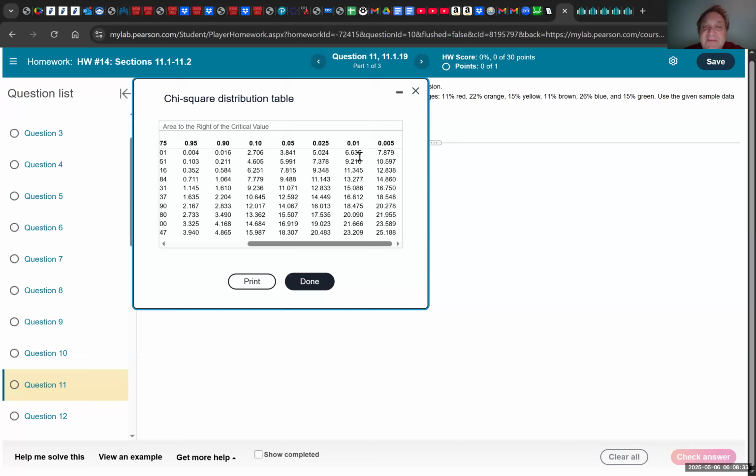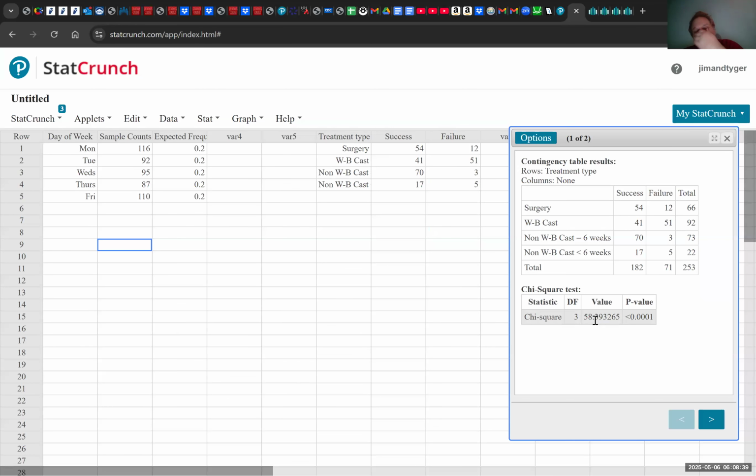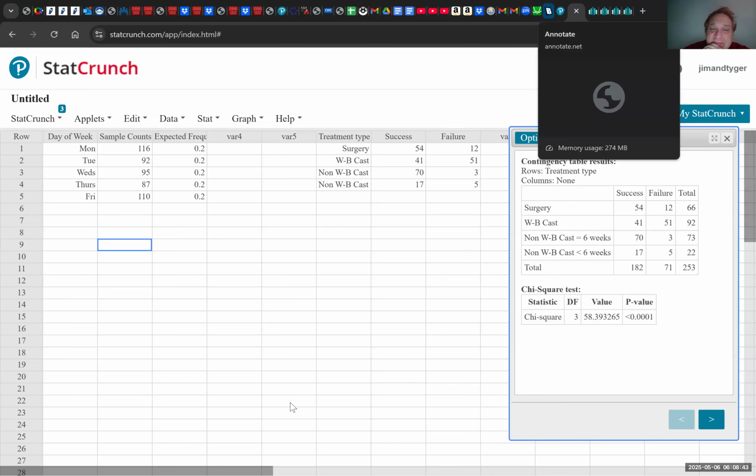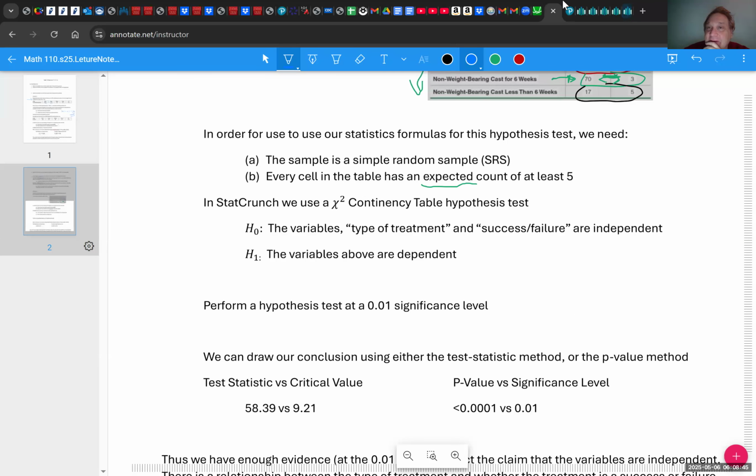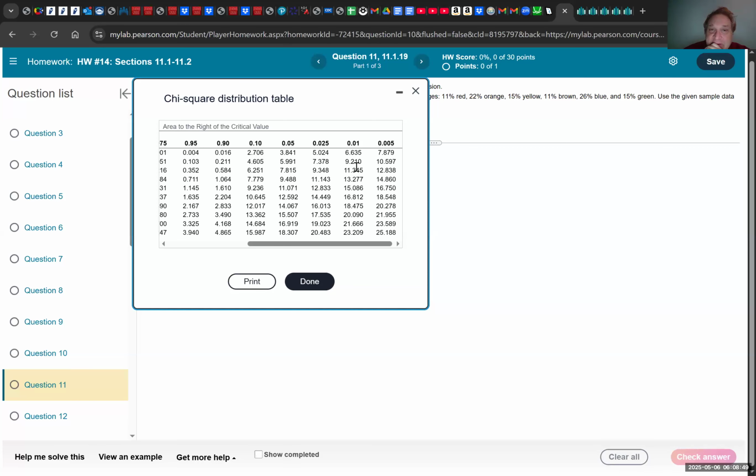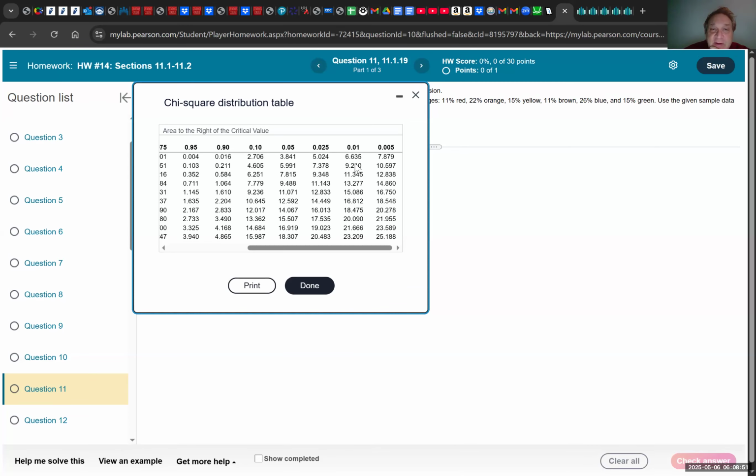Oh, 58.39 was the number I got over here. That's the test statistic over there. What I should be comparing it to is the critical value of 9.21. Let's see if that matches up. Here's the 9.21 right here. So it looks like I maybe wrote it down wrong, because that's only 2 degrees of freedom.